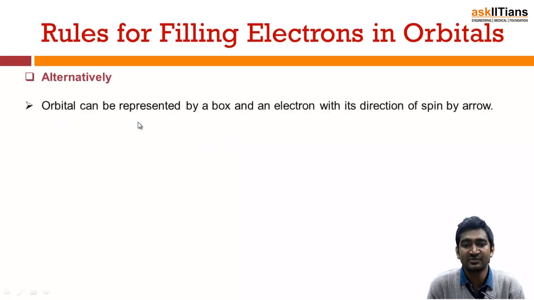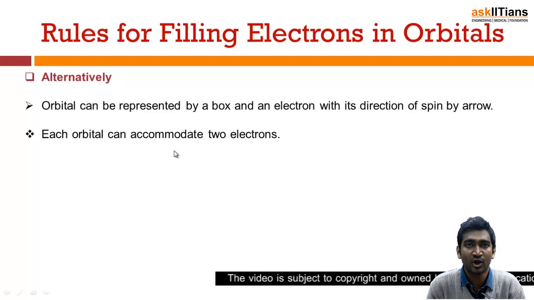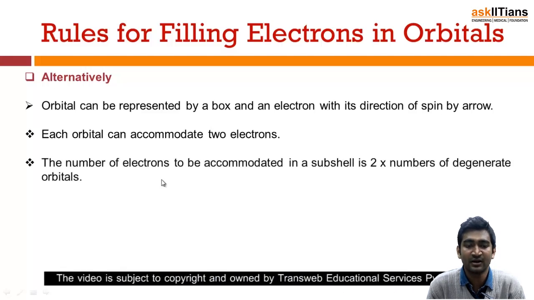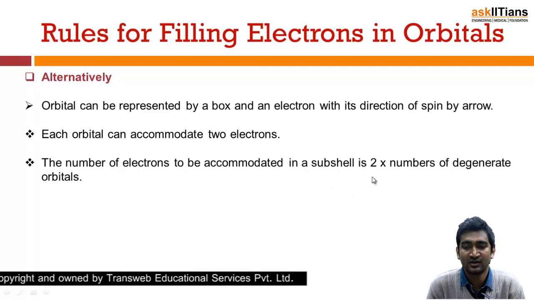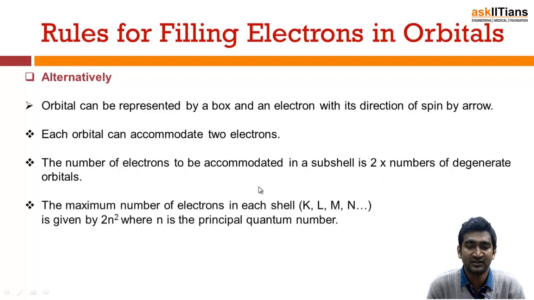Again, an orbital can be represented by a box and an electron with its direction by an arrow, that we have already discussed. Any orbital can occupy only 2 electrons, not more than that. The number of electrons in a subshell is 2 times the number of degenerate orbitals, and in a shell it is 2n square. That was the same case with Bohr's model also, right? 2n square.